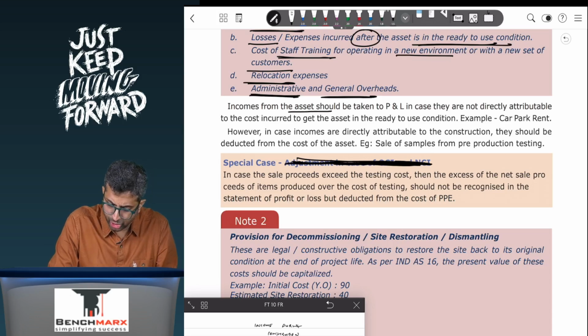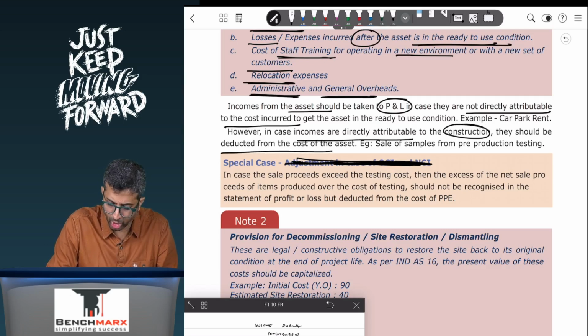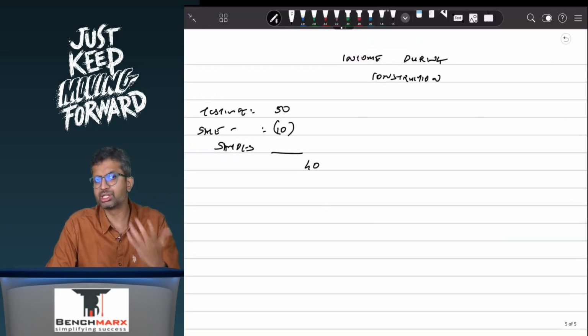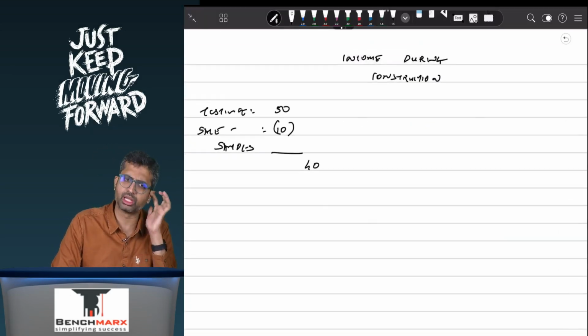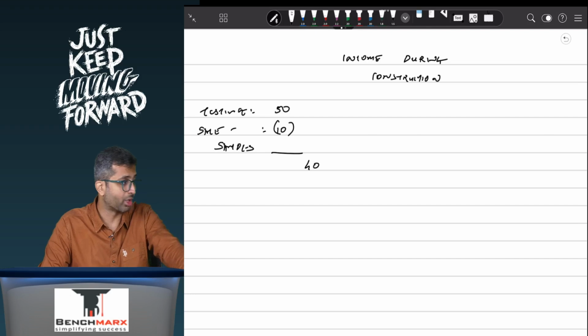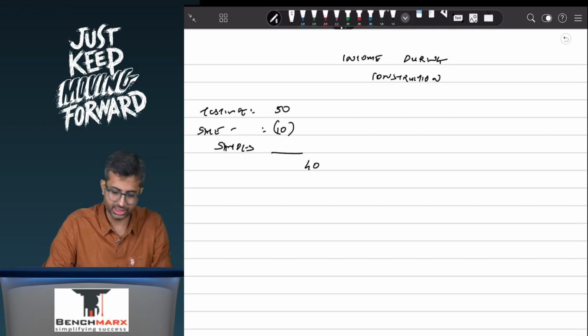So over here, income from the asset should be taken to P&L in case they are not directly attributable to the cost incurred, like car park. However, in case incomes are directly attributable to construction, they should be deducted from the cost, like samples from pre-production testing. Now there is a special case over here that we want to discuss, and this is where the institute has given clarification, and hence you will have to solve it the way the institute does. This is not ICI, this is there in India itself.